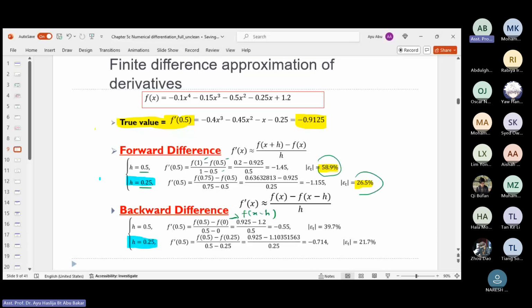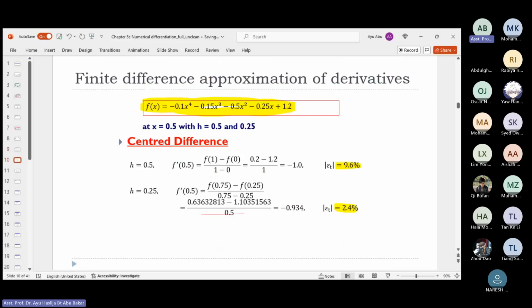So take note on the true error. Lower h, then you will reduce the error. So centered has lesser error, and you have smaller h. Any questions so far? Clear? Easy, right?